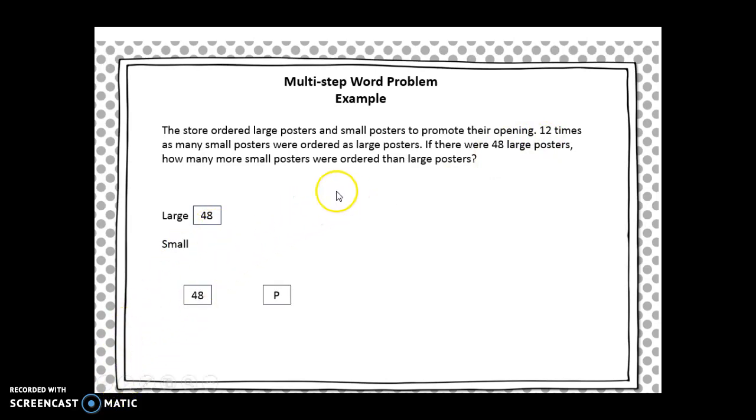The question also tells me that that's 12 times as many. So I want to record my 12 times as many. And you'll see that I have 12 different sections in my rectangle that I just drew in. Pause the video as you write that down.